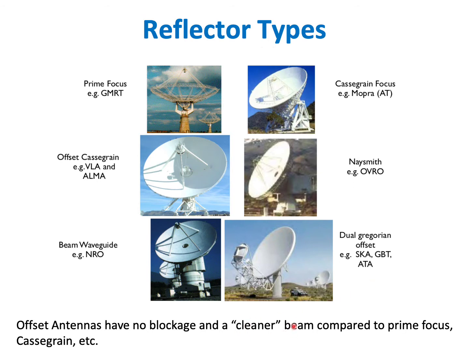By cleaner we mean given the blockage from the feed and the supports in other telescopes, for example, Cassegrain and prime focus, they give you artifacts in your beam that you have to deal with in imaging, that you don't have those artifacts with offsets.